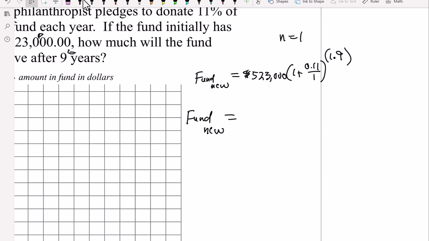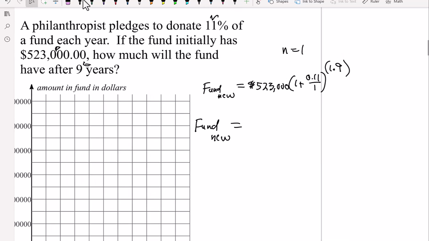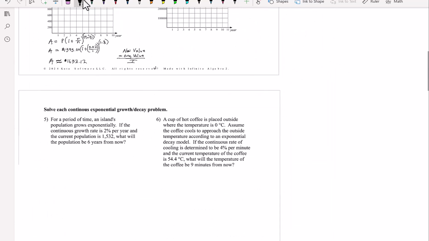So you type that in, 523,000. I'll make sure that I'm reading that right. Parentheses 1.11, since this is divided by 1, it'll just be 1 plus 0.11 raised to the 1 times 9, so that'll be 9. So what we have is $1,337,853.31. Nice.